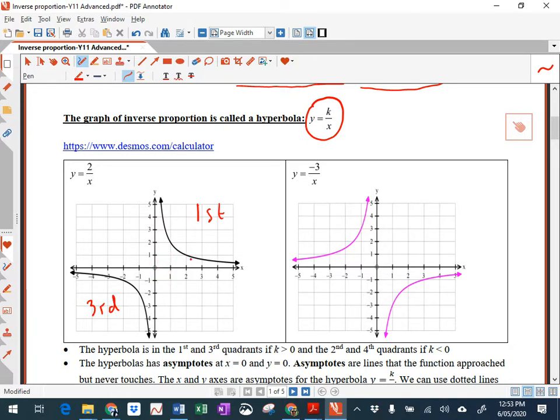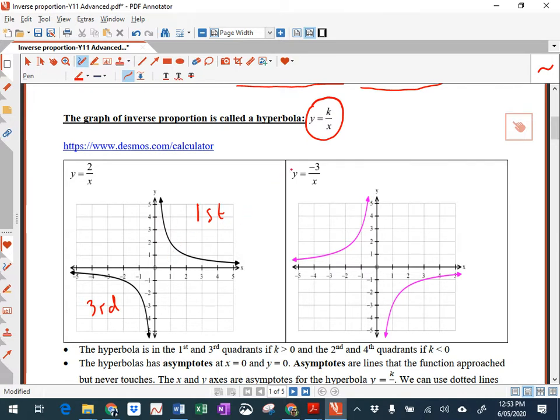The other thing you'll notice is that the hyperbola gets closer to the x-axis and closer to the y-axis, but never touches those lines.